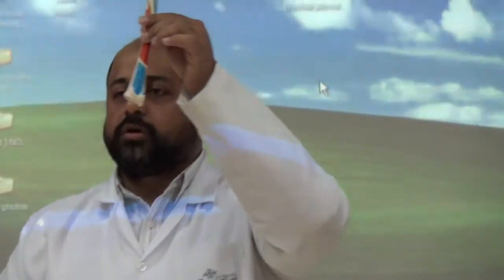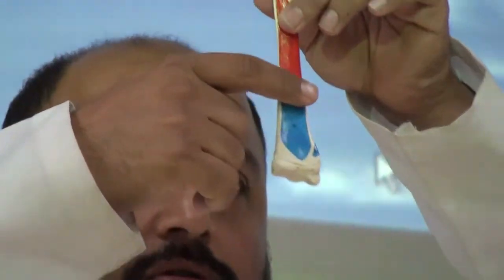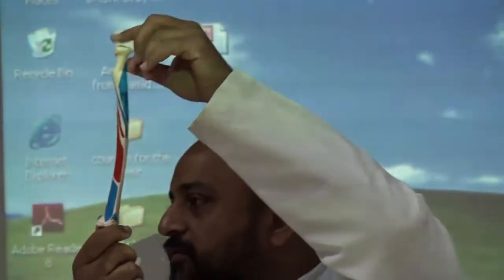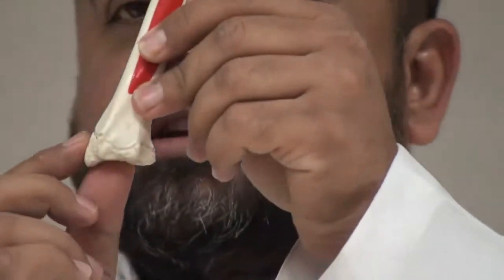Coming down to the lower end. The anterior aspect of the lower end is smooth and wider as compared to the upper end. You can see this is wider. But on the posterior aspect of the lower end, there are rough elevations. These are called dorsal tubercles.